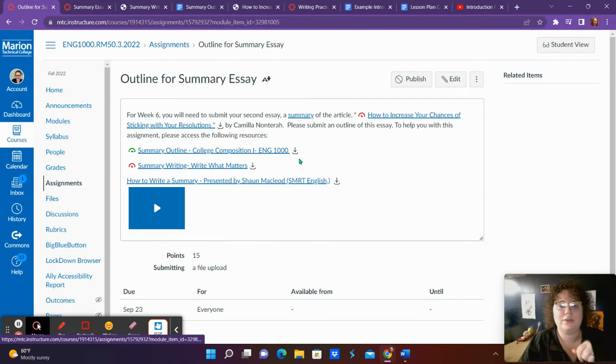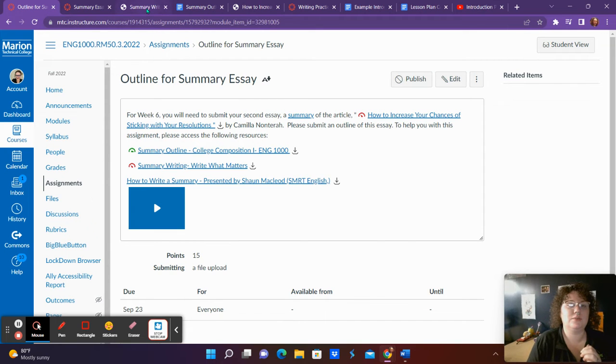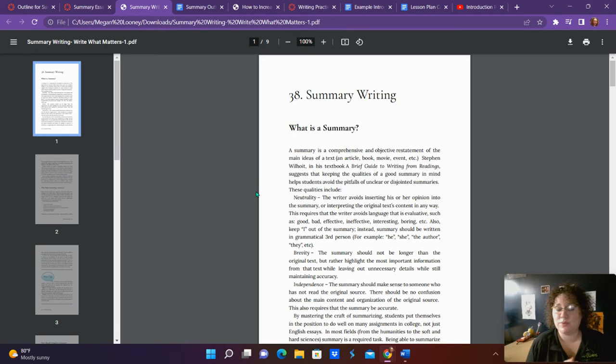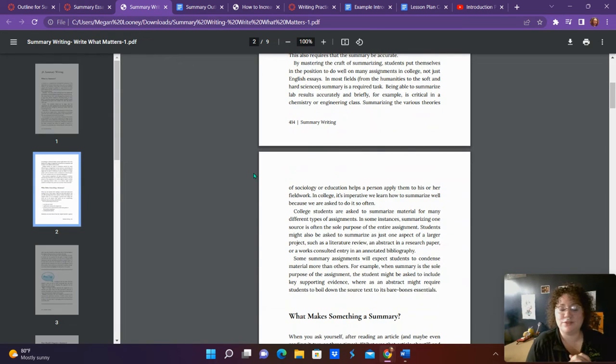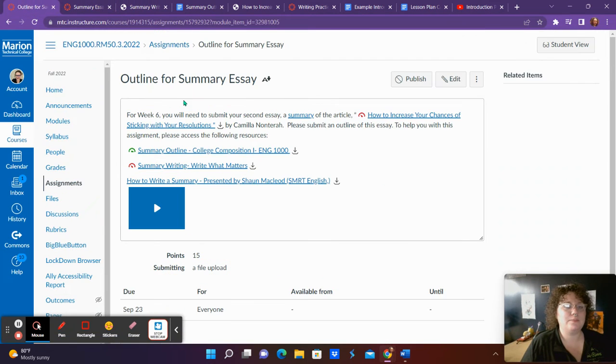So along with that build an outline, you have the summary writing, write what matters, which is here, and that was in last week's module as well. So it's that same resource on what is summary writing, so you can know how to do it, taking notes over it. So just make sure you're reviewing it as you're writing the essay itself.